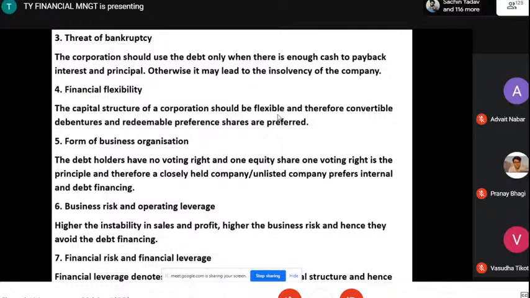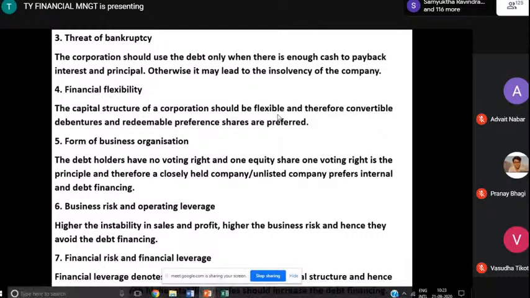Say, we are converting our fixed obligation. What is fixed obligation? Interest payment. Into what? Variable obligation. Why variable obligation? If there is loss, you don't have to pay dividend. I think you understood the logic.